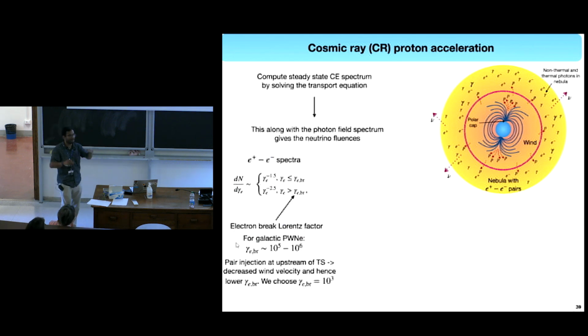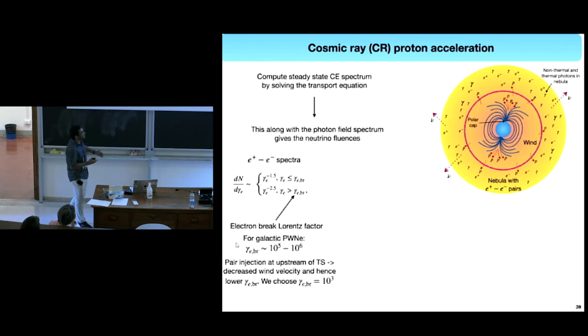Okay, so now you have done your whole thing with protons, you have extracted them, you have accelerated them, so now I need a photon field. How do I get that? I consider this E plus, E minus spectrum that I show over here. This basically goes as a power law. Until some break Lorentz factor, you have it to be around minus 1.5, and then post that you have a much softer spectrum, which goes to minus 2.5. Now this break Lorentz factor, from Crab nebula observations, is around 10 to the power 5 to 10 to the power 6.